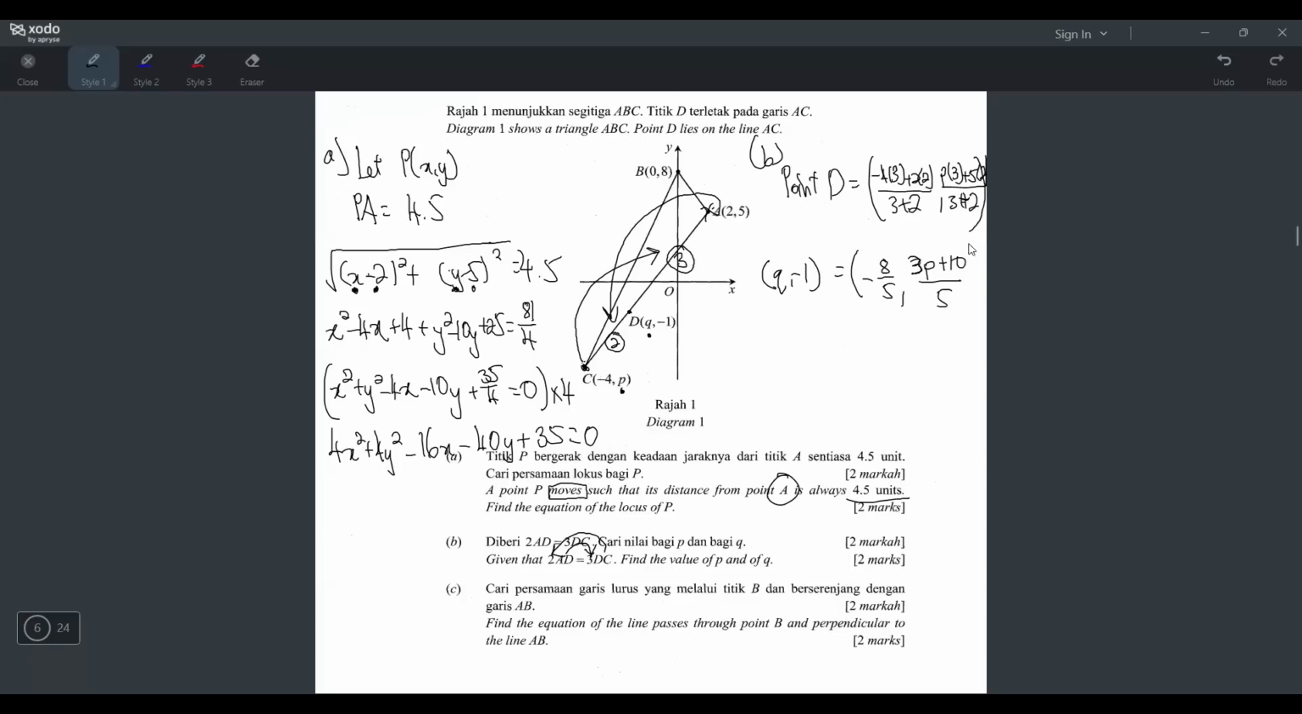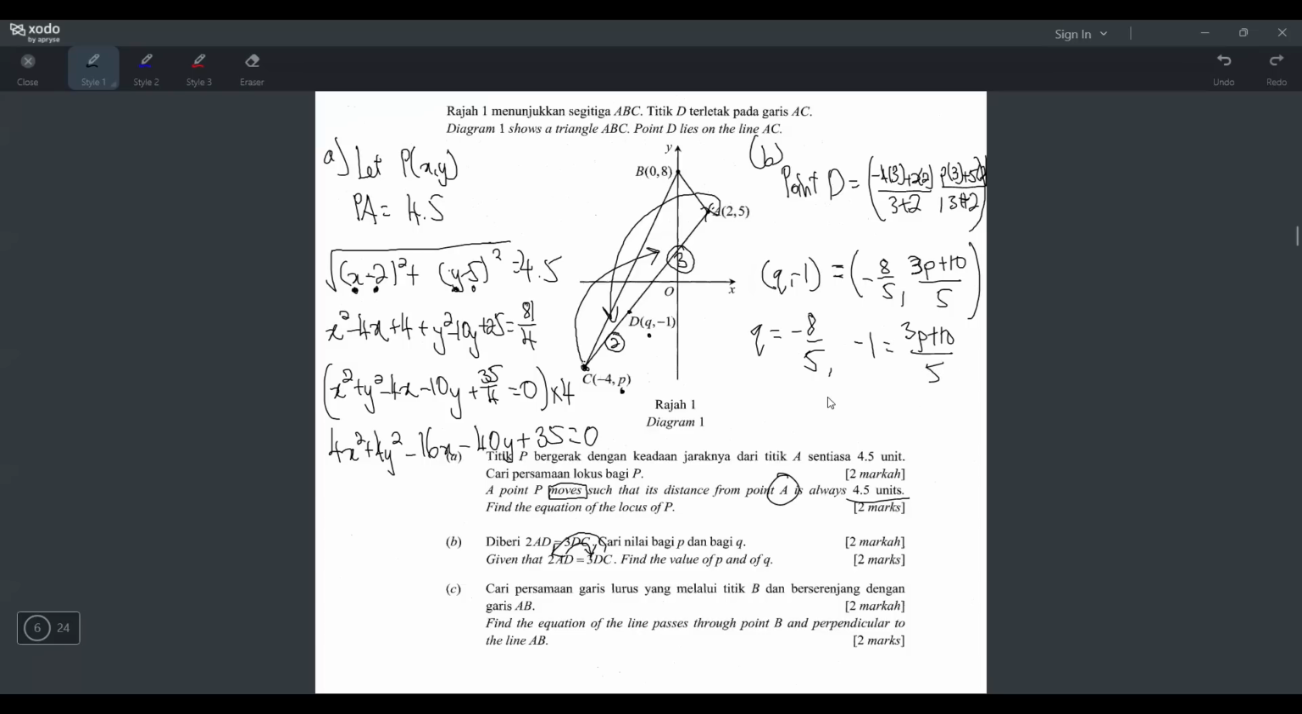Okay, until here, the right hand side cannot do already. The left hand side also cannot do already. But if you look here, in between it is written equal. It means whatever I write here and whatever I write here is exactly the same thing. So you can compare, right? So when you compare, you will take the X coordinate, compare with the X coordinate. So Q equals negative 8 over 5. And then Y coordinate with Y coordinate. So negative 1 equals 3P plus 10 over 5.